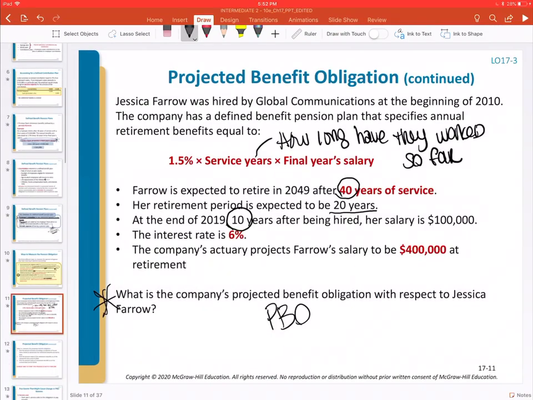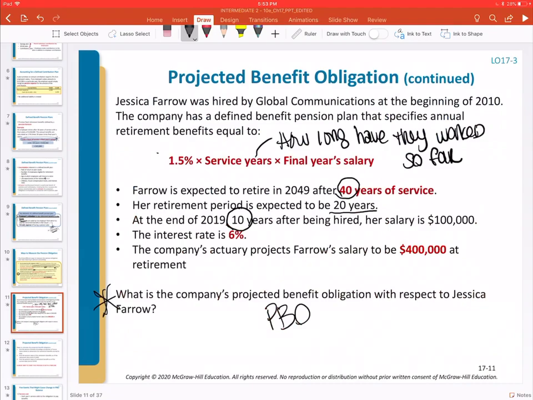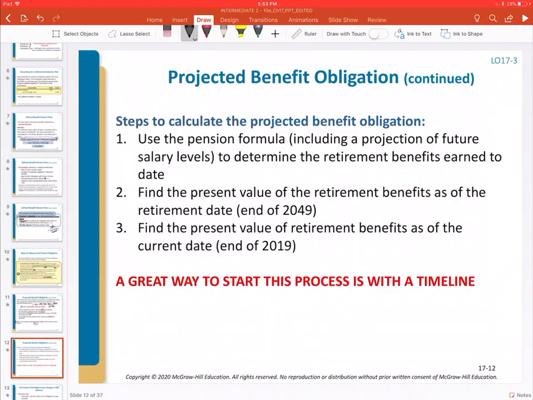Now, each time we go through a problem like this, here is the process that we are going to do. Number one, we first want to calculate how much we think her actual retirement benefit is going to be based on that formula that they gave us. So step number one is simply using this formula to come up with what her retirement benefit is going to be for those 20 years that she's retired. How much annual salary are we promising her? And again, we can do that using that formula. That's going to be step one.